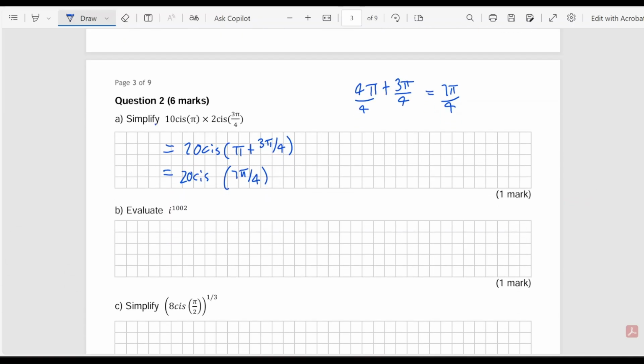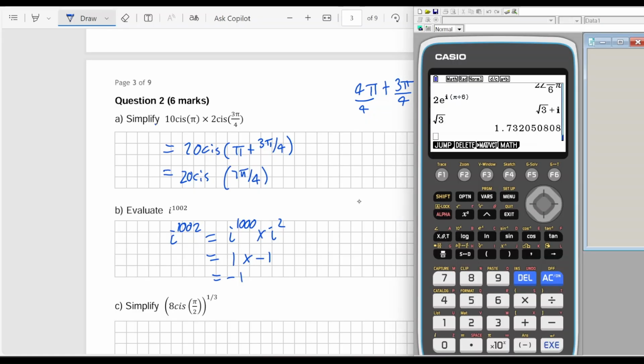Okay, evaluate i to the power of 1002. You've got to get it to its nearest multiple of 4, so that's 1000, and we're timesing that by i squared. i to any multiple of 4 is just 1, and i squared is minus 1, so we get minus 1.